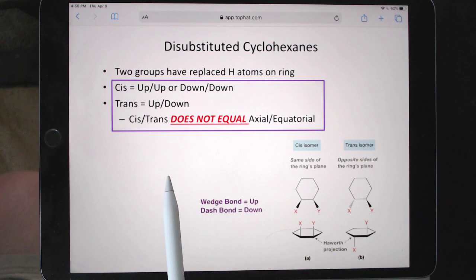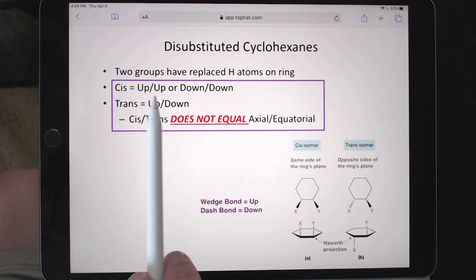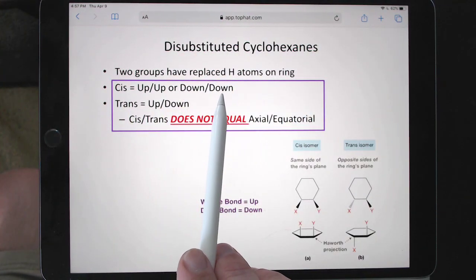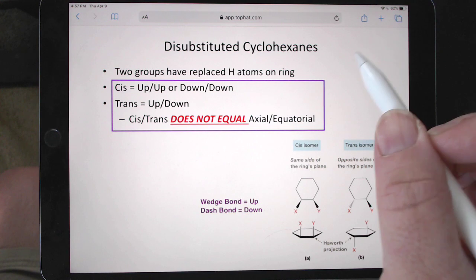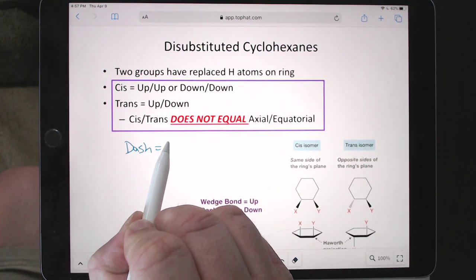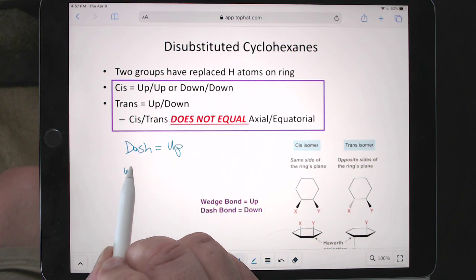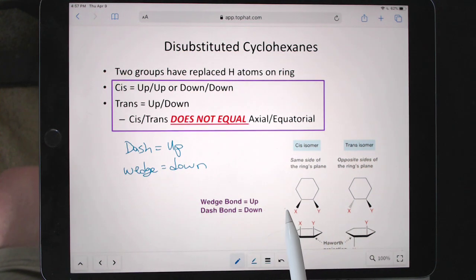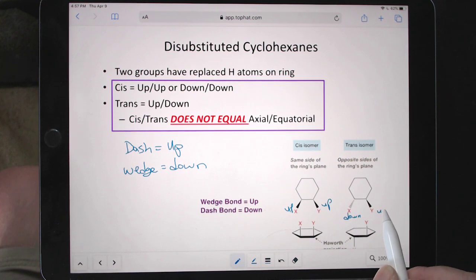Now, for cis and trans, what you need to know is that cis means they're both up or they're both down. Trans is one up and one down. One of the things you need to know is that a dash is equal to up, and a wedge is equal to down. So this one's down, down, because they're both wedges, and so this would be cis. Here, this is down, and this is up. So one's down, one's up, so it's trans.